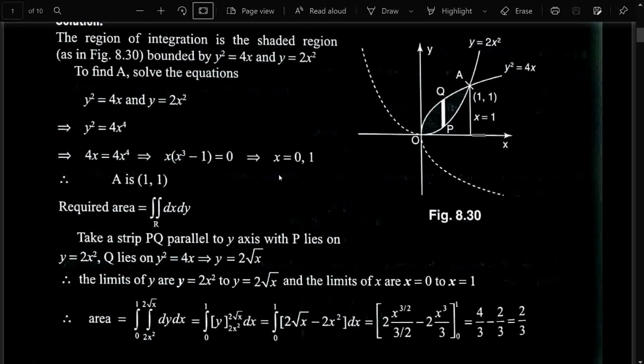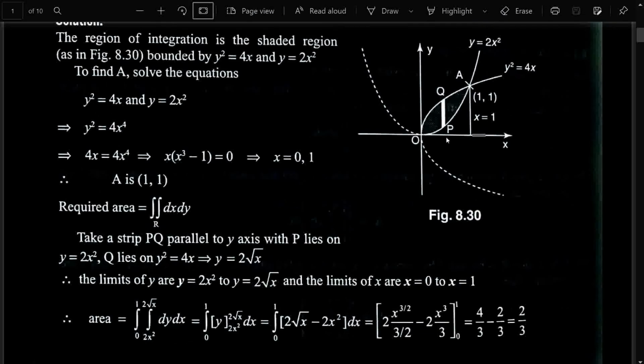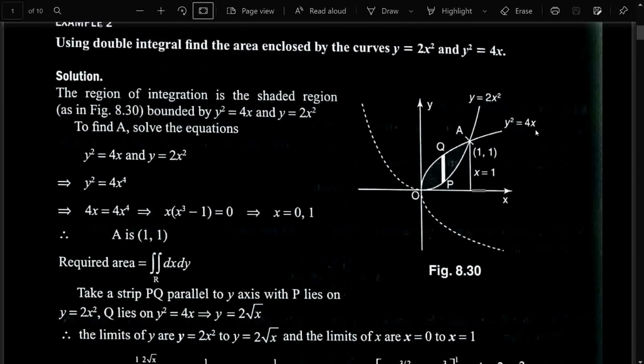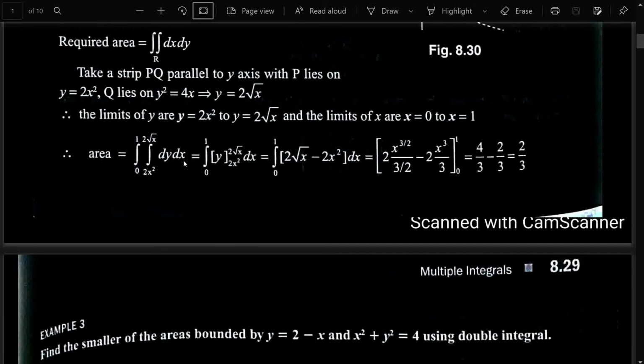Now by double integral we have to find the area as usual. So area is equal to double integral dy dx. The lower limit of y is the equation of the parabola y is equal to 2x square, and the upper limit is the equation of the parabola y square is equal to 4x. So y goes from 2x square to root of 4x, and in x it's 0 to 1, where they cross each other. So 0 to 1 is with respect to x, and 2x square to root 4x is the limit for y.